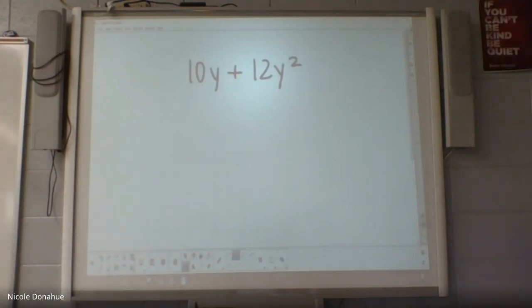Careful. You should always look to see if it's a GCF first. Those aren't perfect squares. Always check to see.